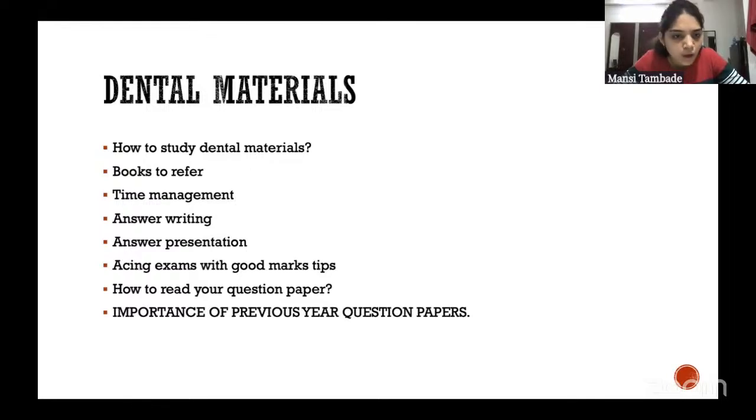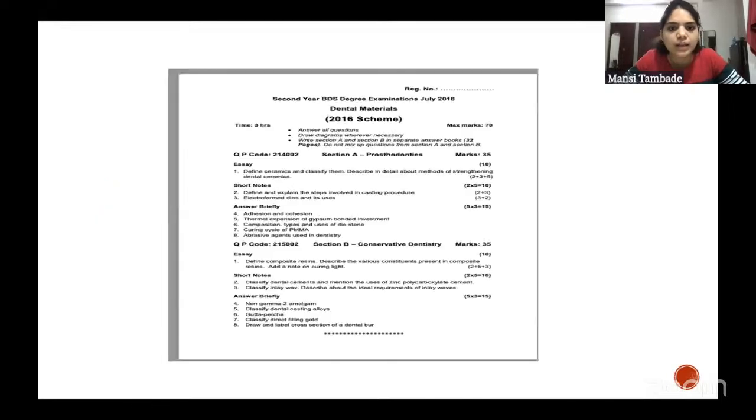Then coming to how to read your question papers. See, I have taken a question paper of previous years. Let's see what this question paper shows you. Coming to all the entries you need to make in your university answer sheet. The time duration is 3 hours. You have just a limited time of 3 hours. The maximum marks is 70. The instructions for the students are that you need to answer all the questions. Even if the subject is dry and the diagrams are few, there is always scope to present your answer in a diagrammatic way.